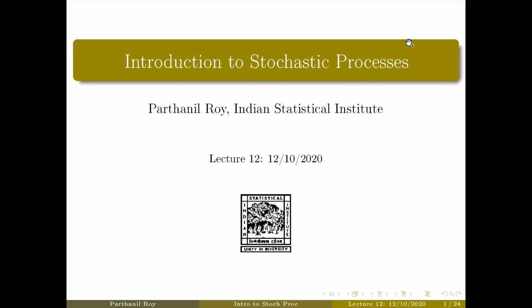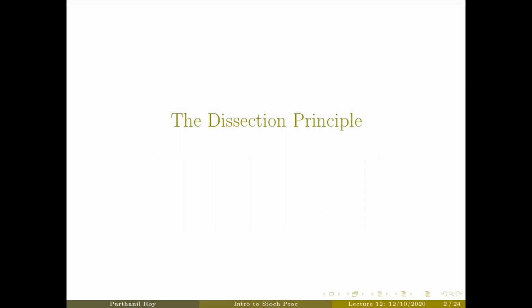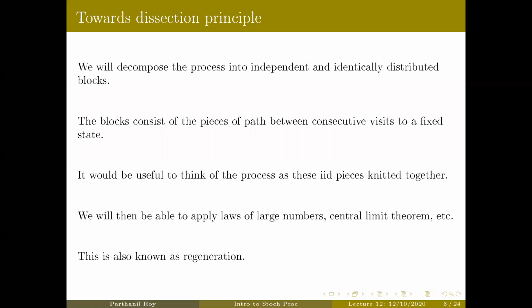As promised in the last lecture, we'll start with the dissection principle. And as we discussed last time, this is essentially decomposing the dynamics of the process into independent and identically distributed blocks. So you have this x1, x2, x3, this process. We'll divide it into IID blocks. And each block will consist of a piece of path from between two consecutive visits of a fixed state.